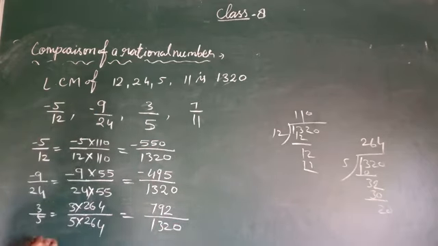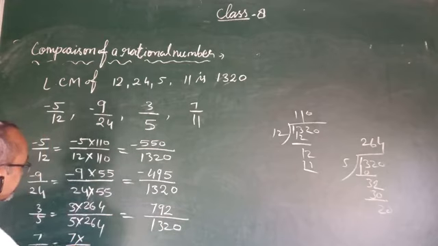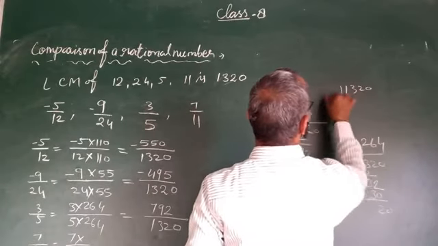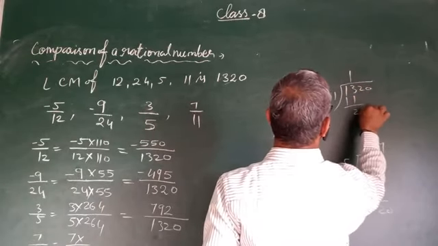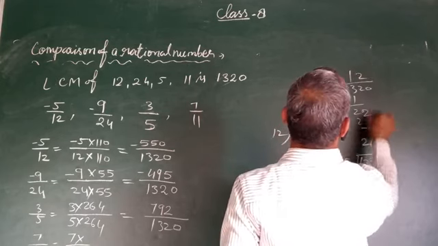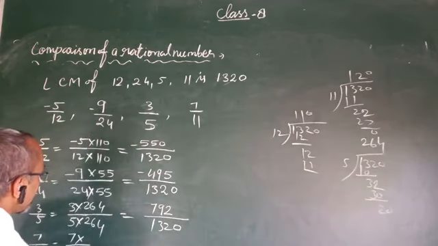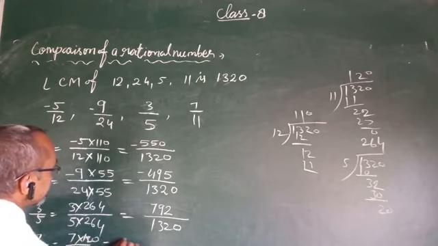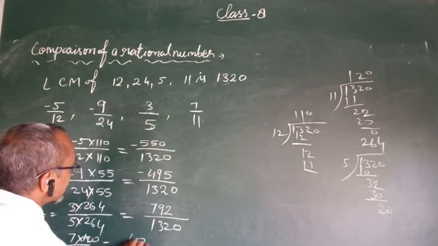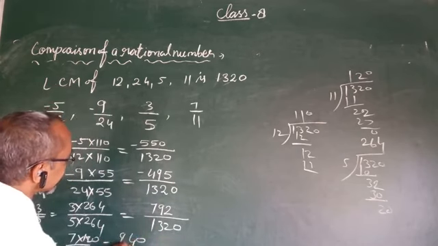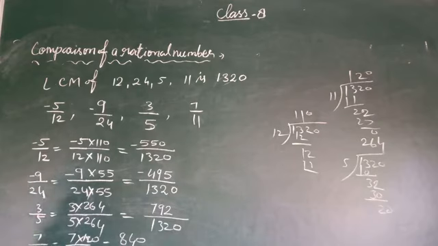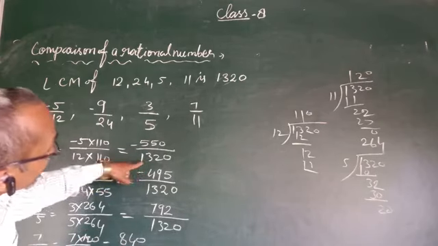Last fraction, 7 upon 11. 7 upon 11 equals 7 into upon 11 into, you have to divide 1320 by 11. 11 1s are 11, 11 2s are 22, means 120. Multiply by 120. So 7 zeros are 0, 7 2s are 14, 7 1s are 7 and 1, 840 upon 1320. Means all these four rational numbers you have to convert here into the same denominator.